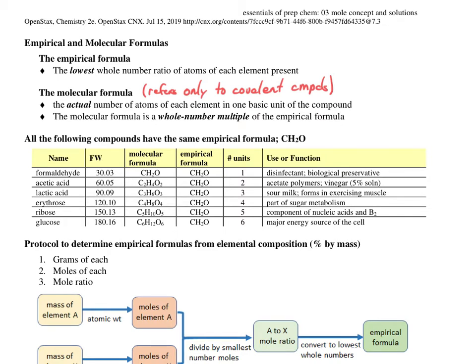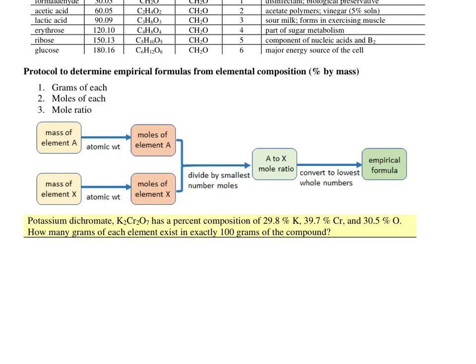The general protocol to determine empirical formula is grams of each, moles of each, mole ratio. We'll look at it in a little bit more detail. Grams of each, here we have the mass of each element. From the mass of each element and its atomic weight, we can calculate the moles, and then we can get to a mole ratio. The simplest way to get to a starting mole ratio is divide by the smallest number of moles, and then you may need to multiply by some small number to convert to the lowest whole numbers to get to the empirical formula. So it's grams of each, moles of each, mole ratio.